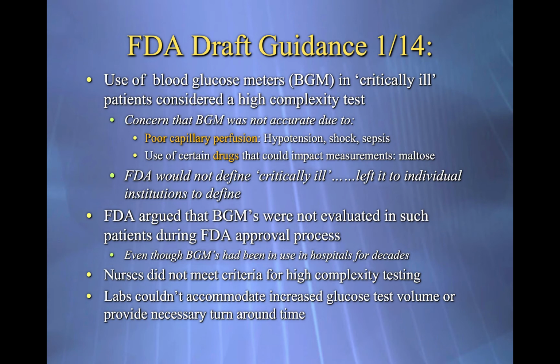Also, nurses did not meet criteria for high complexity testing virtually anywhere in the United States. So nurses couldn't perform testing anymore. Okay, now you're going to have physicians do all this testing. They threw up their arms and said, we can't do it. And labs, after doing tons of point-of-care glucose testing for years, suddenly were asked to accommodate a huge increase in glucose test volumes while still keeping up a good turnaround time. And that was pretty much impossible for labs to do.